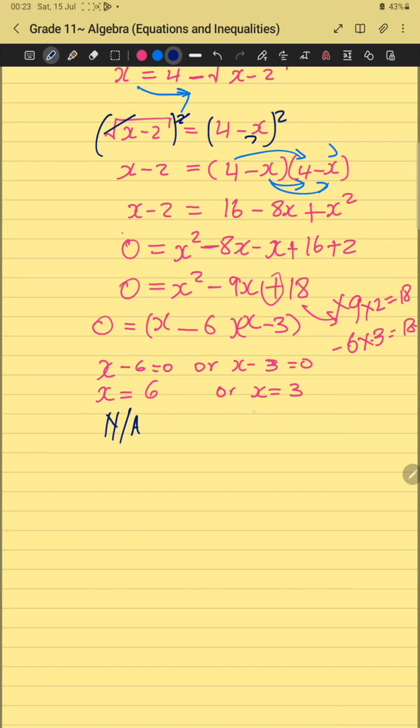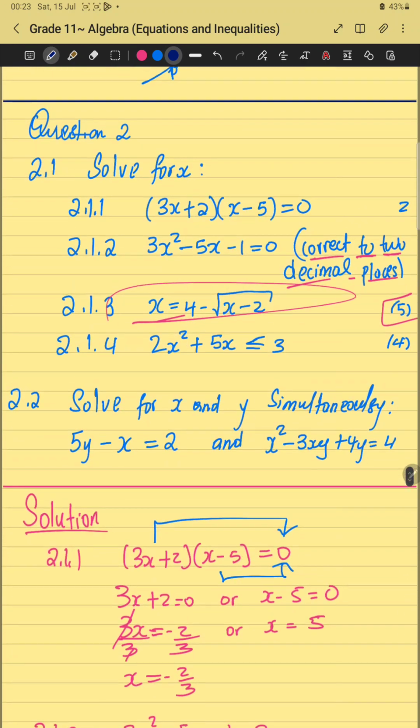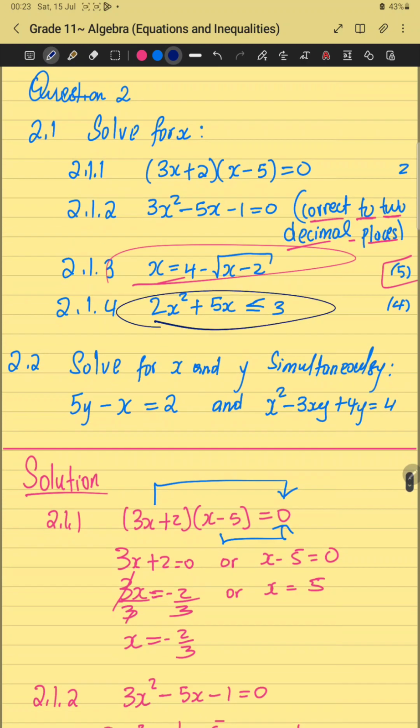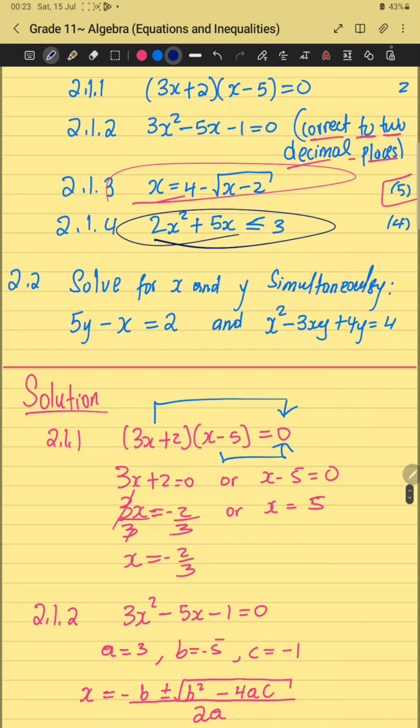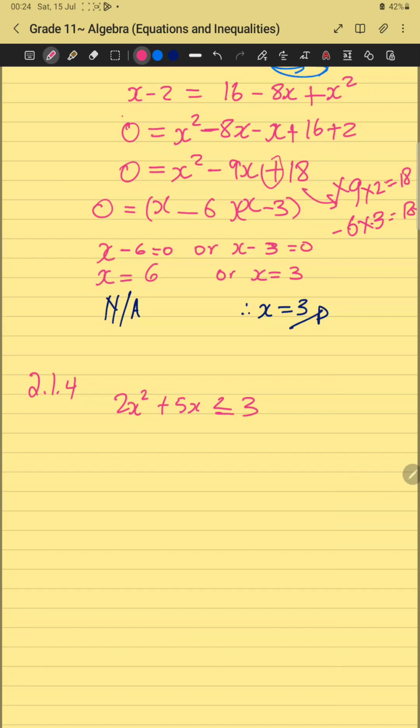Then you write this, and then you say therefore the value of x is 3. So there's a mark for that. All right, let's check another question. So we are here now. Let's just copy. Now let's take a look at this one.